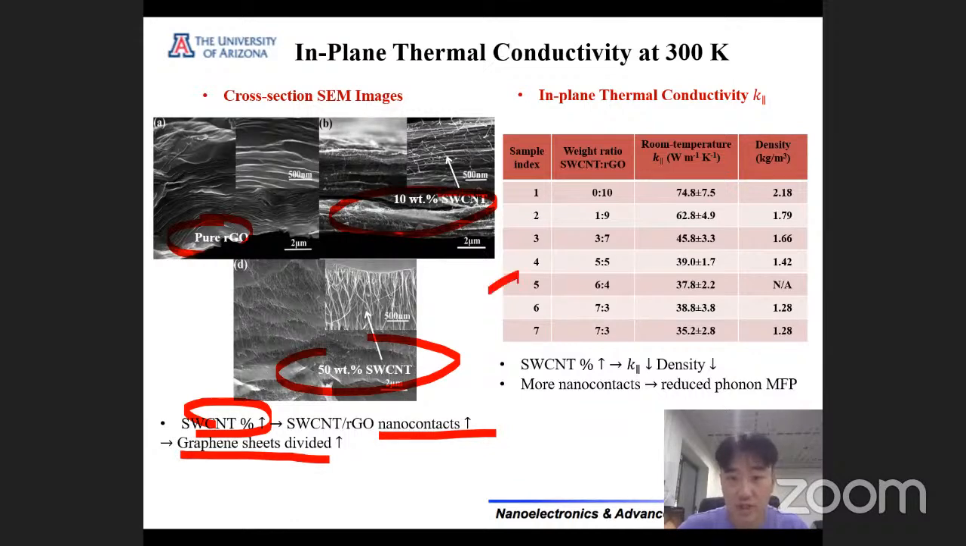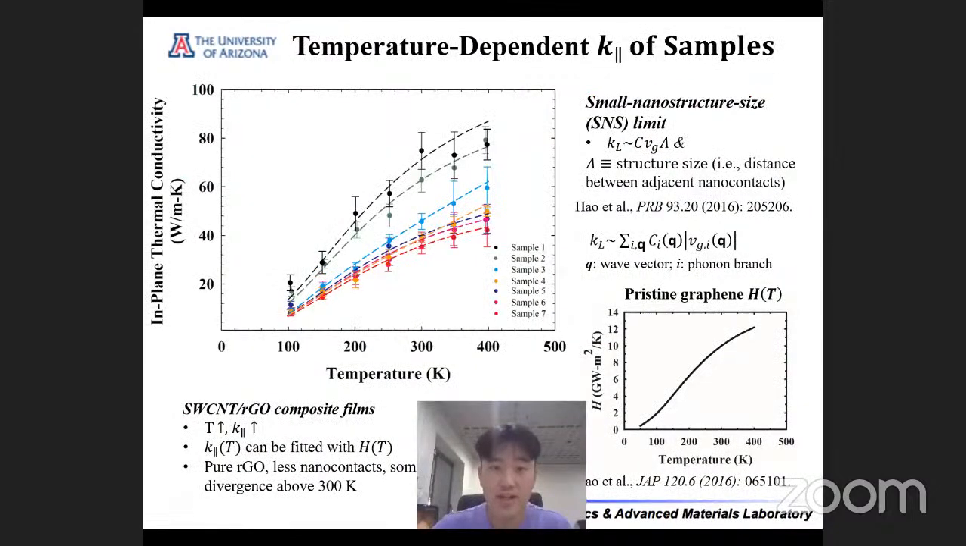In this table, we observed the increased CNT led to decreased thermal conductivity and density at room temperature. In physics, more nanocontacts reduce the mean free path and lower thermal conductivity. So with many SWCNT-RGO nanocontacts in our composite films, the phonon mean free path could be largely restricted by the structure size. Then we can reach the so-called SNS limit.